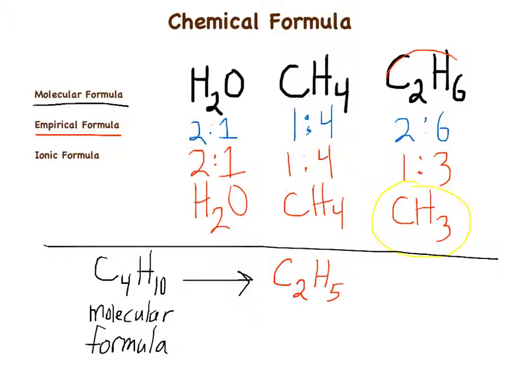And of course, they have to stay as whole numbers. So this is as far as we can reduce the C4H10 down to, without breaking into fractions, is C2H5. That cannot be reduced any further. So this is the empirical formula. Pretty easy, right? Just basically simplifying stuff, just basic math. Alright, so that is molecular formula and empirical formula. Let's check out ionic formula.